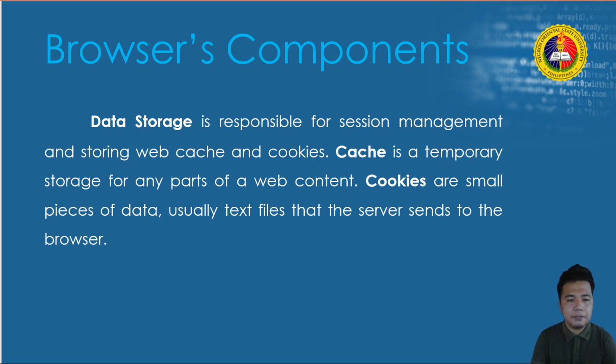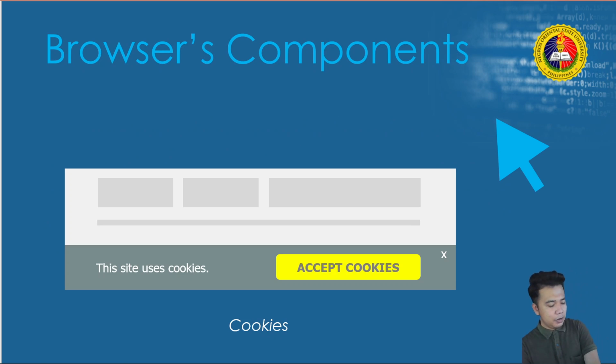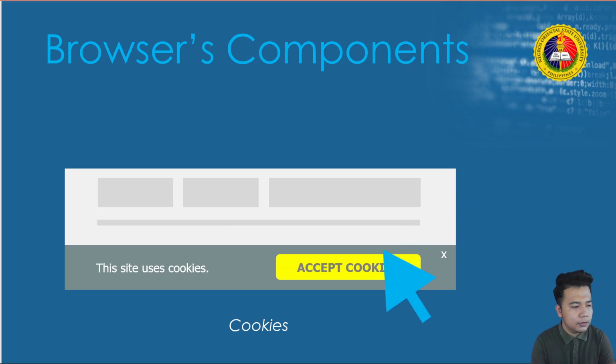Cookies are small pieces of data, usually text files that the server sends to the browser. Now, for those who have no idea what cookies are, maybe you've experienced this. Have you noticed that on some websites you visit, there's always some kind of agreement, usually at the bottom of the screen, that says, this site uses cookies? It will ask you to accept the cookies or agree. So what exactly are these cookies?